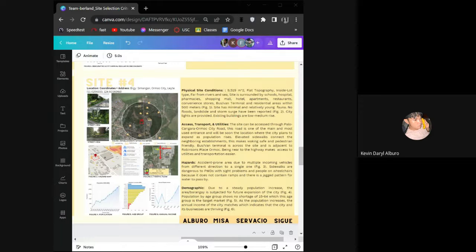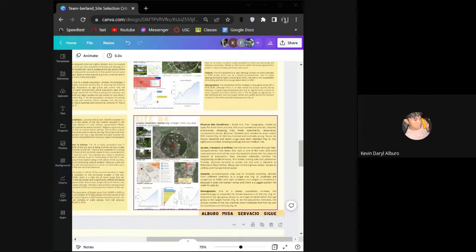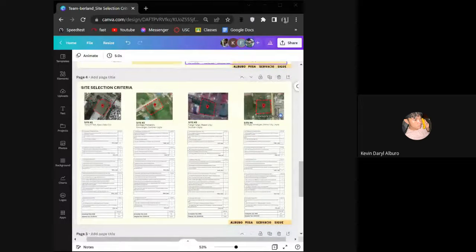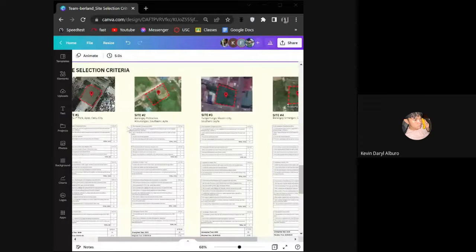And for the demographic, I think to summarize everything, all sites fit the demographic with a large population of 15 to 64, which is the age bracket that can utilize the office building. That's all. Okay, the next presenter will be Ferl Angeles for the site selection criteria.